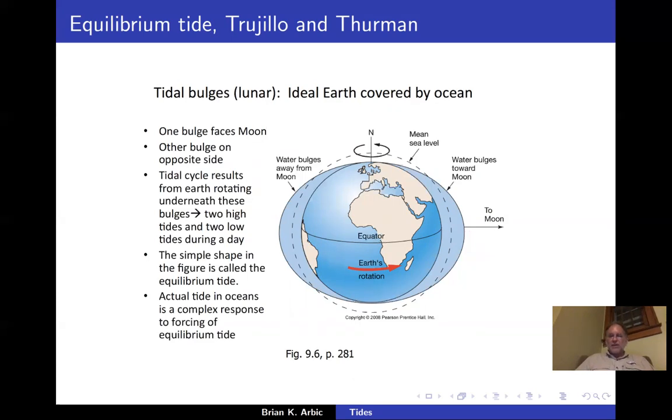So this simple shape, the equilibrium tide, is also sometimes called the tidal forcing. And so the actual tide in the ocean doesn't look like this. Remember the movie we showed? It didn't look this simple. It's just a bunch of highs and lows. But the actual tide in the ocean is a complex response to the forcing of the equilibrium tide.